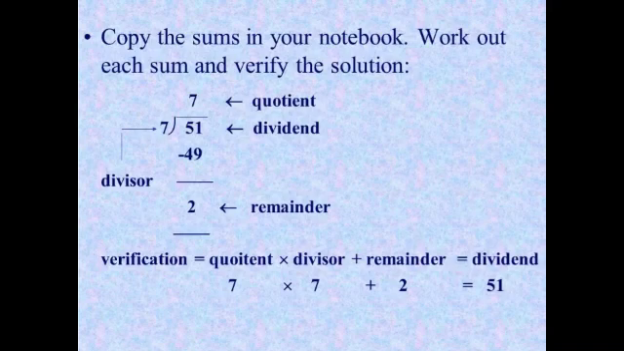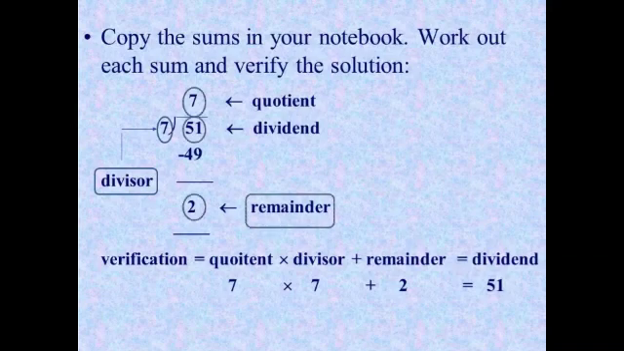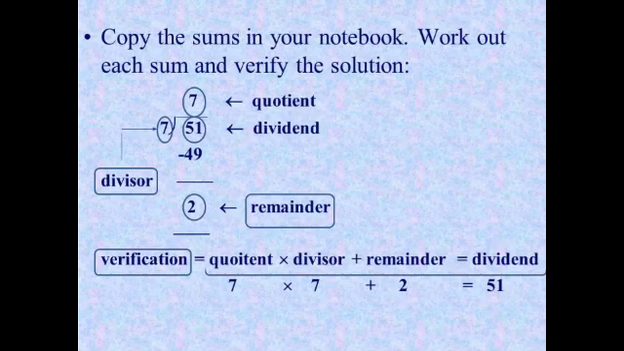Here the divisor is 7, the quotient is 7, the dividend is 51 and the remainder is 2. How do you verify whether the answer is correct or wrong? We have a formula here: quotient into divisor plus remainder is equal to dividend.